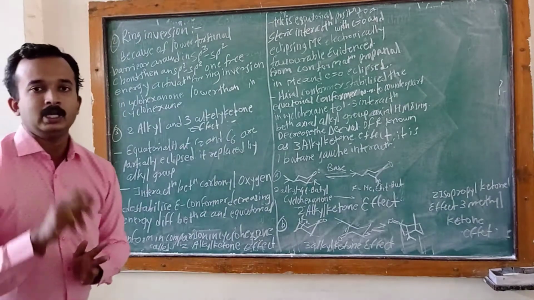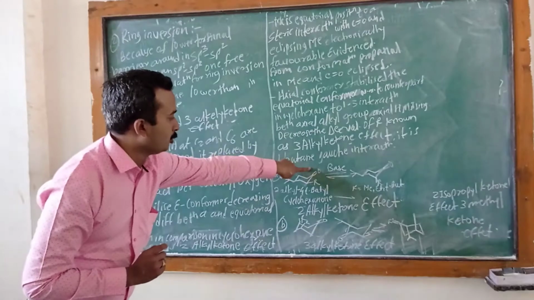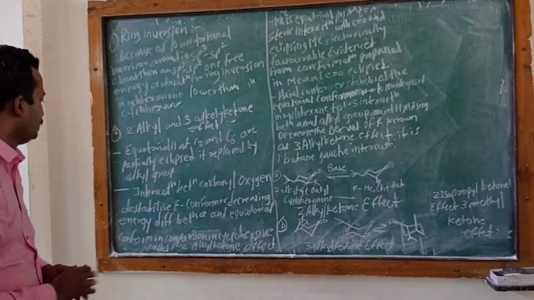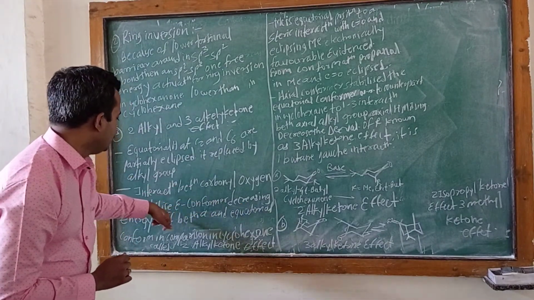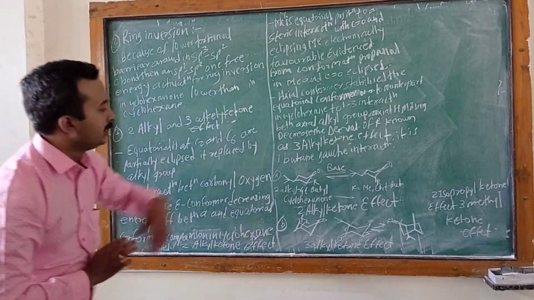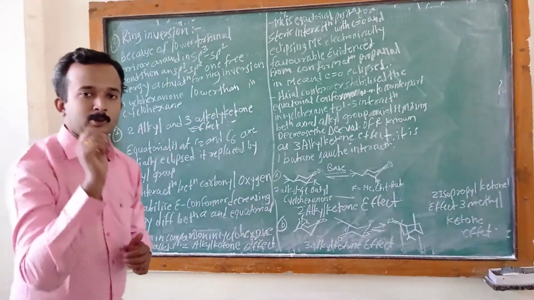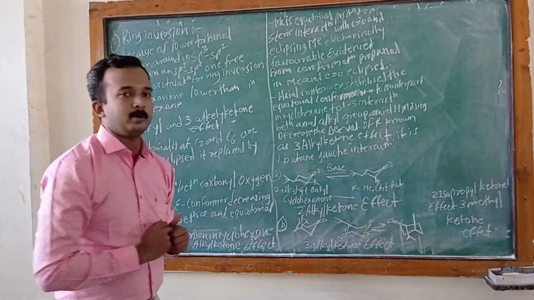The interaction happens with the carbonyl oxygen. This is the interaction with the carbonyl oxygen. Then it destabilizes the E conformer. The carbonyl oxygen destabilizes the E conformer.